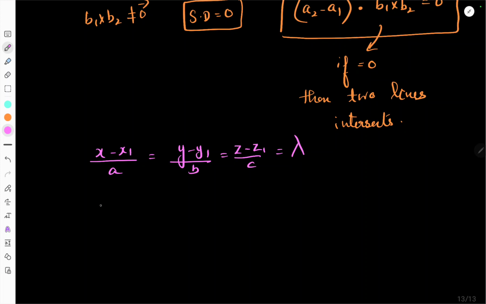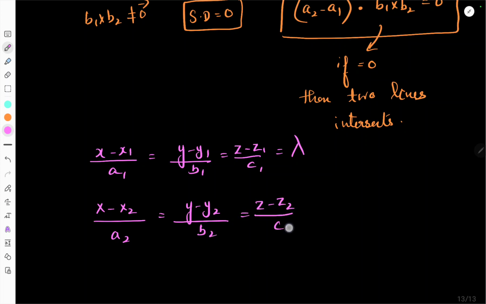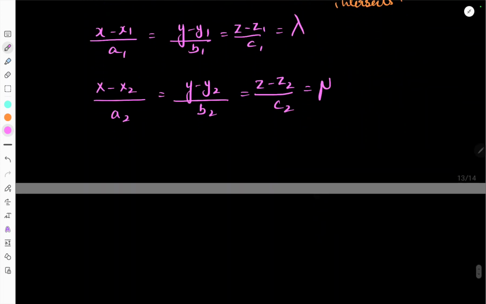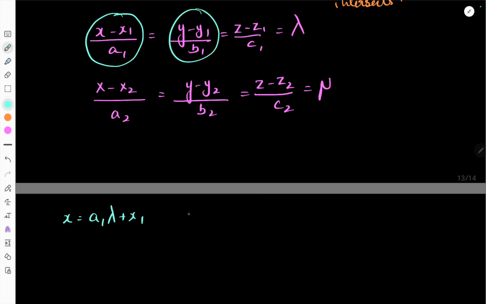And now another line they will give, so (x minus x2) by a2 equal to (y minus y2) by b2 equal to (z minus z2) by c2 equal to some mu, because it will be some proportional scalar, so I will take that as mu. So now what I have to do here is just equate. So x equal to a1 lambda plus x1, and from here y will be equal to b1 lambda plus y1, and from here z will be equal to c1 lambda plus z1.